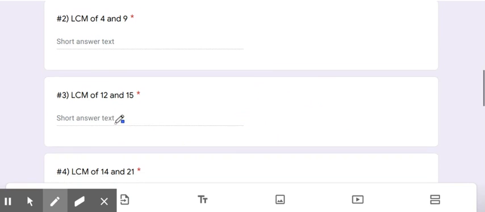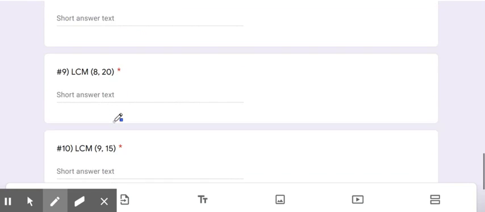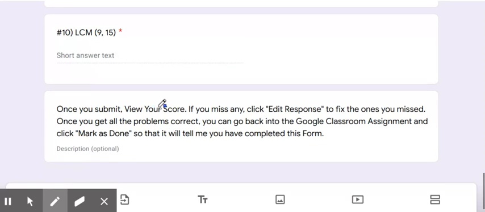Okay, so there's the first 3. You try 4 through 10. And like this note says, once you submit, view your score, then click Edit Response to fix any ones that you missed. Once you get them all correct, go back into the Google Classroom assignment and click the button that says Mark as Done so that it will tell me you have completed this Google form.